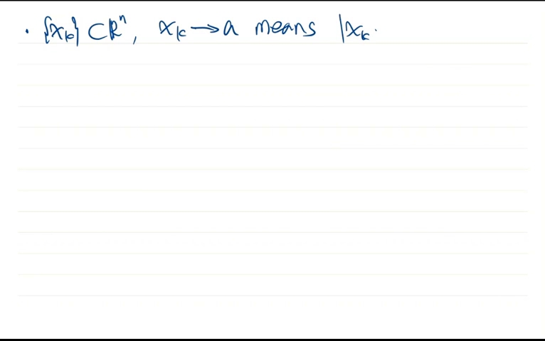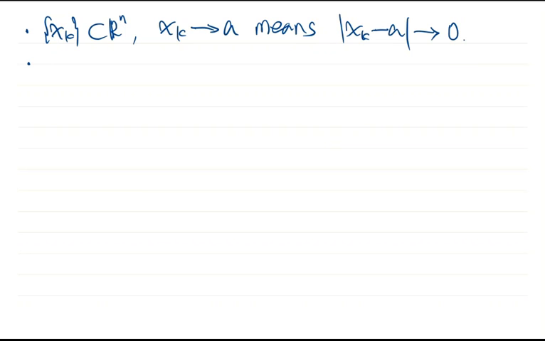Now we have defined the convergence of a sequence in Rn. Xk is a sequence in Rn, then xk converges to a point A in Rn means the distance from xk to A, which is a sequence of real numbers, goes to 0. So the convergence of a sequence in Rn is very simple.